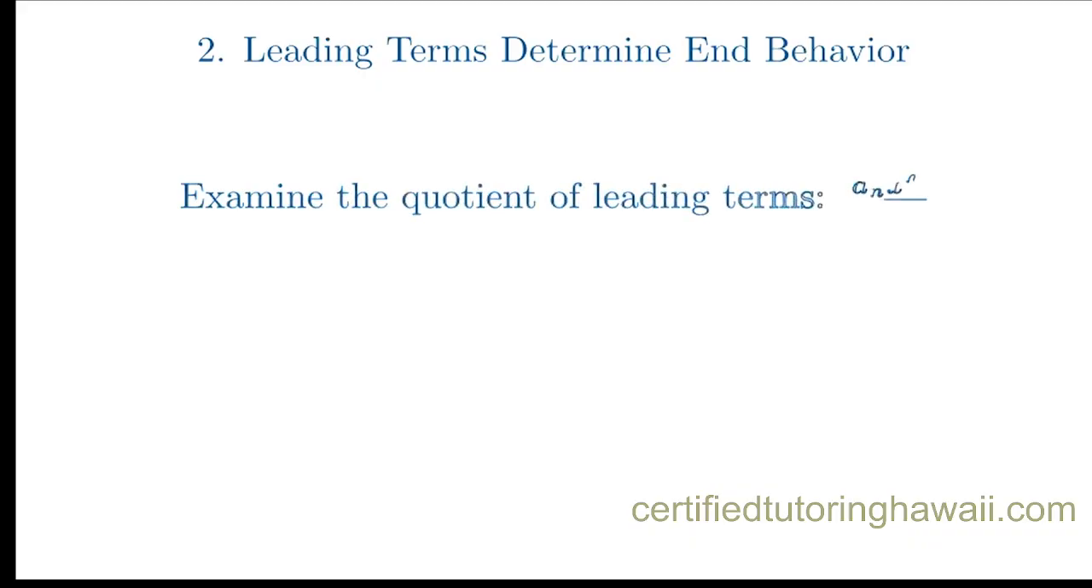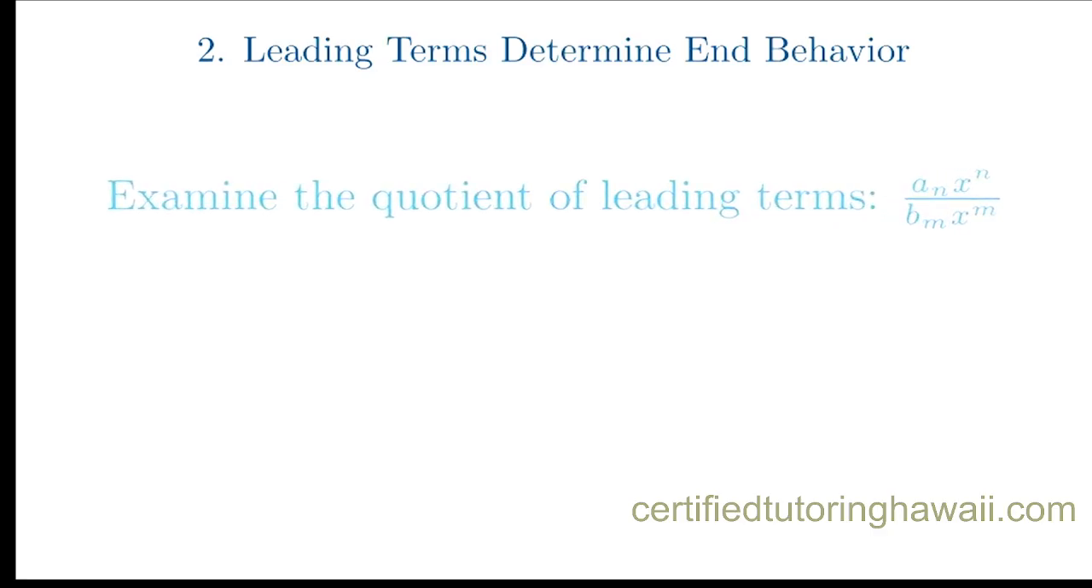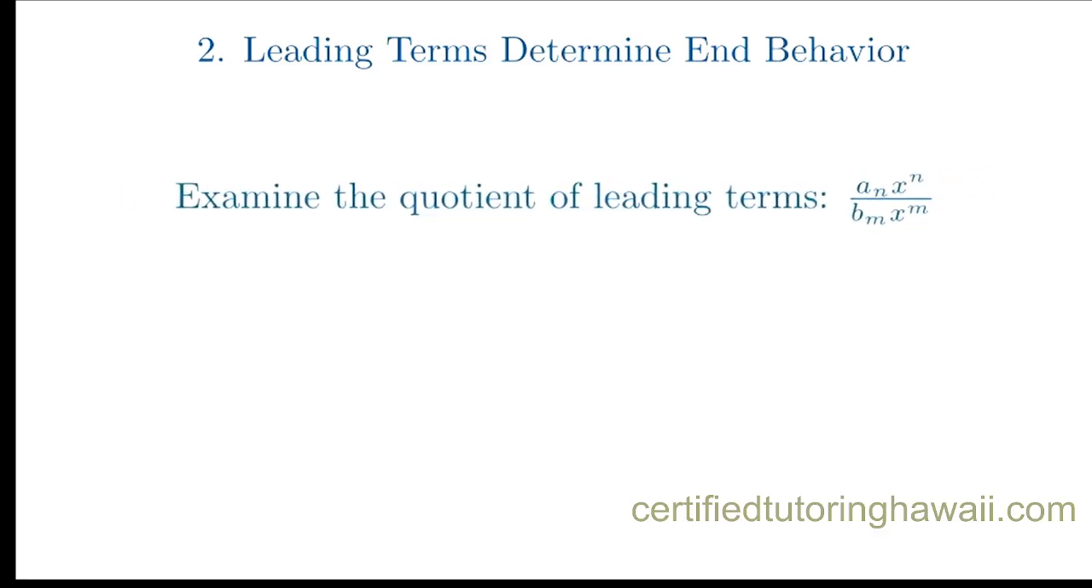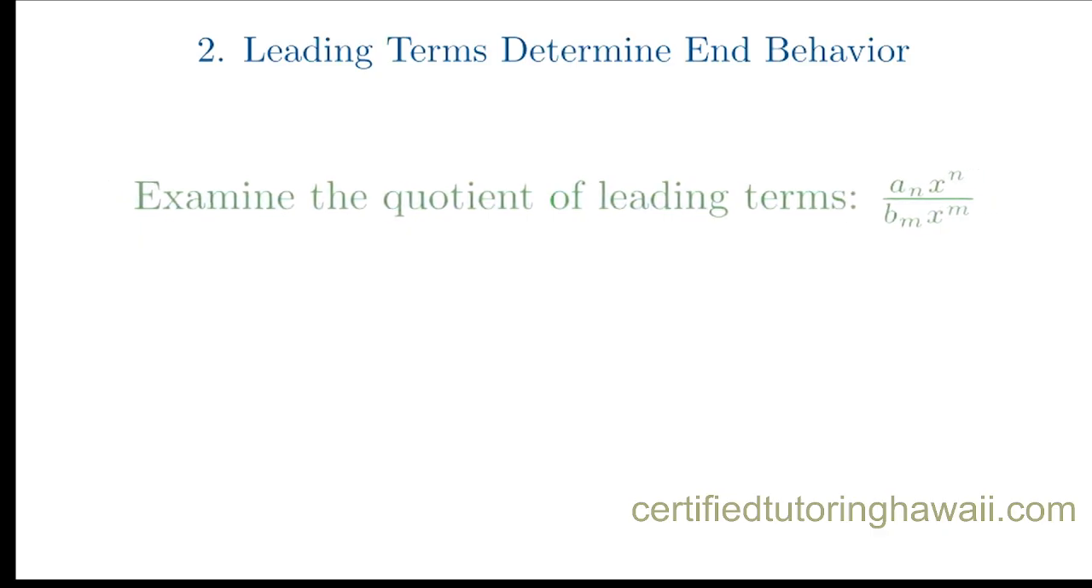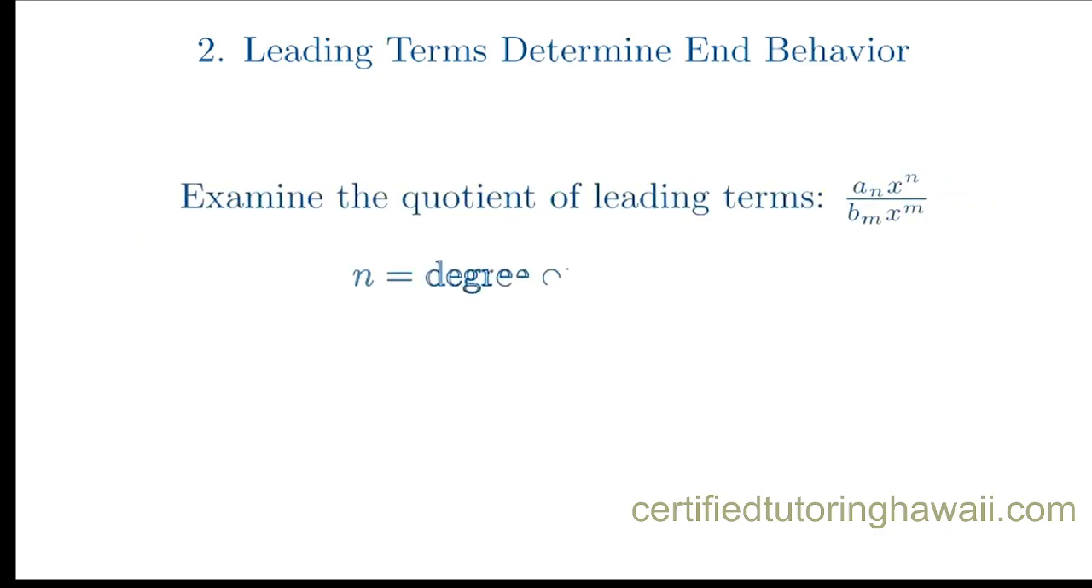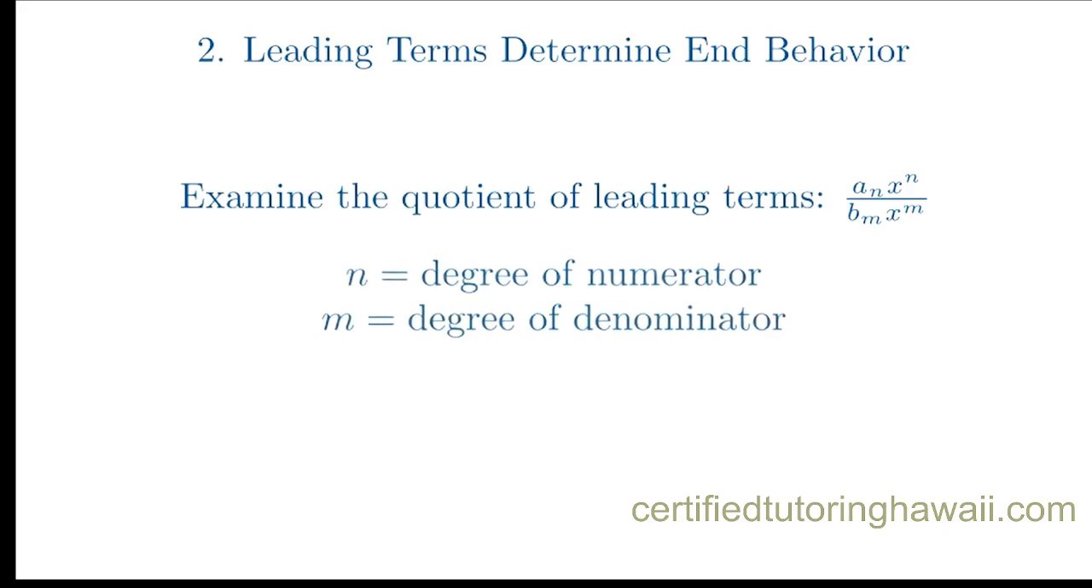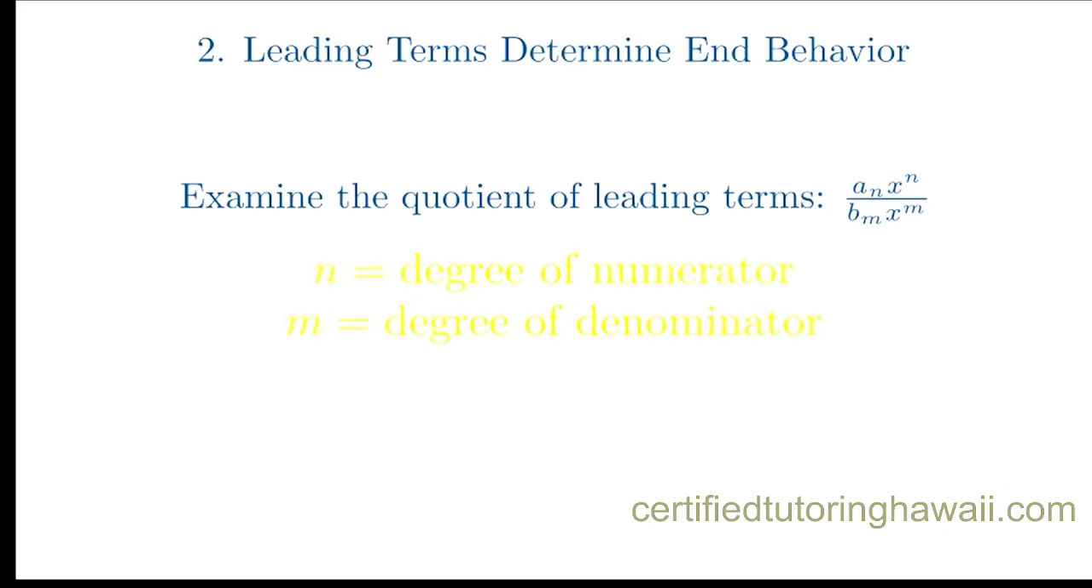So, to examine the end behavior of our rational function r of x, we just need to look at the quotient of the leading terms of p of x and q of x. In this expression, a sub n x to the power of n is the leading term of the numerator polynomial p of x, and b sub m x to the power of m is the leading term of the denominator polynomial q of x. In other words, n is the degree of the numerator, and m is the degree of the denominator. This comparison of the degrees n and m is the key to understanding all the different types of end behavior. There are three main cases we need to consider when comparing the degrees of the numerator and denominator. We'll go through each of them.